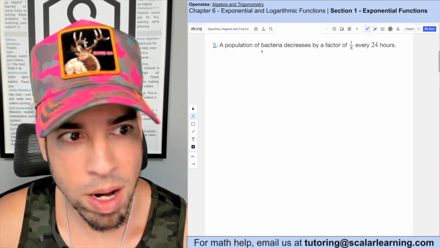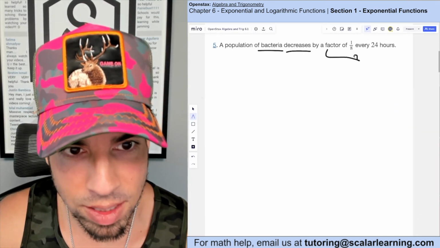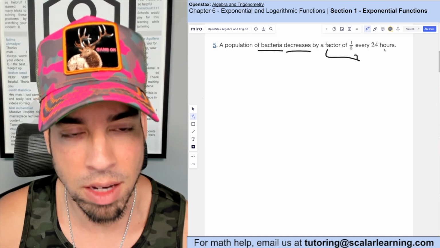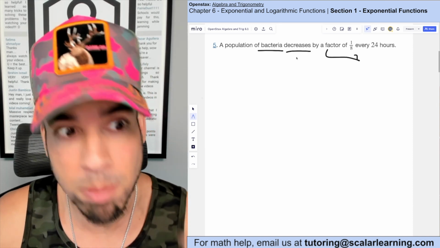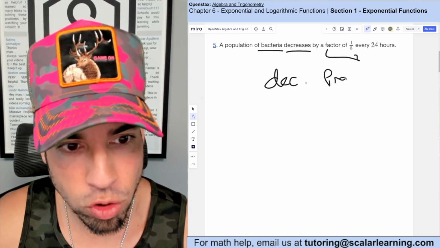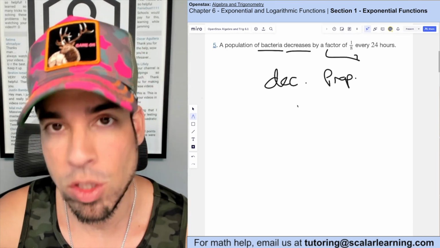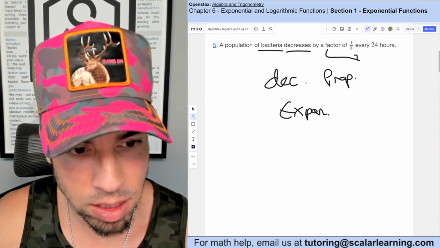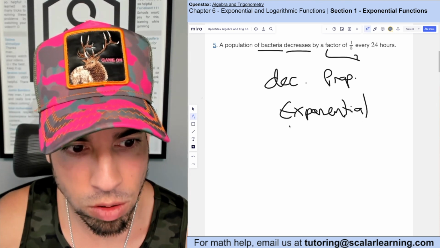For this one, it says a population of bacteria decreases by a consistent factor of 1/8 every 24 hours. That's some sort of a multiplier. So since we know that it's decreasing by a proportional rate every single time, we do have enough information to say that this is indeed an exponential function. So there you go, done.